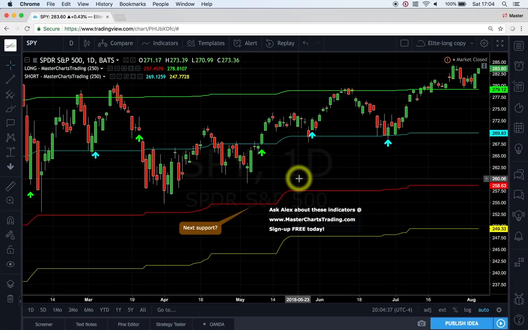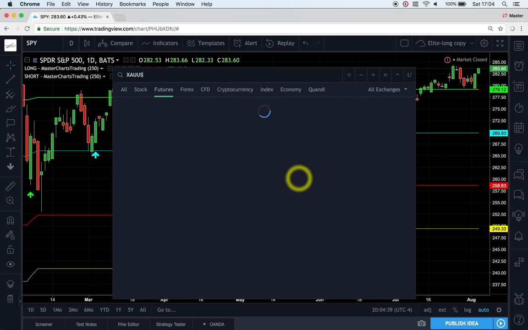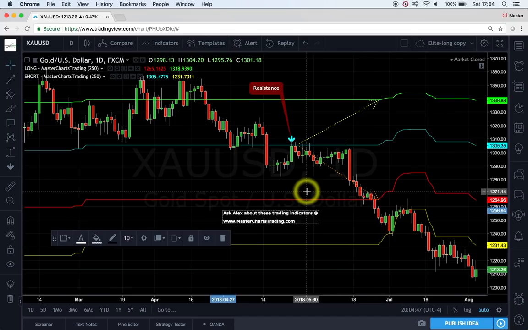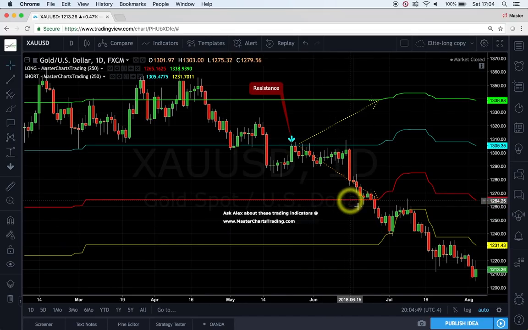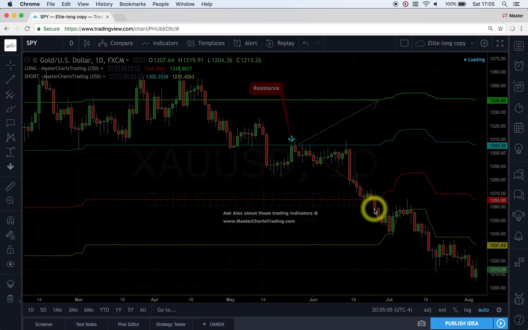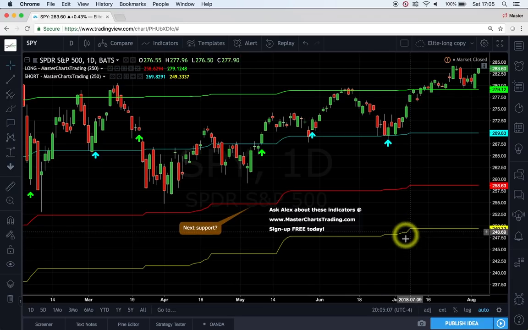Here is a trend change, for example, XAU USD, a recent trend change to down. Well, let me pick a commodity. For commodities, I prefer to use this red line as an indicator of change of the trend to the downside. For stocks, I prefer to use the yellow line. That means I'm giving stocks the benefit of a doubt. I'm giving bulls the benefit of a doubt.